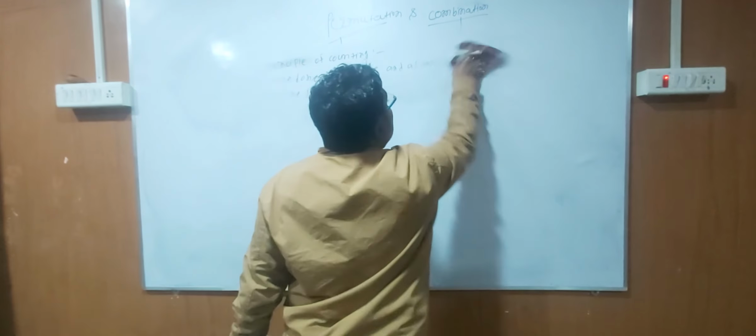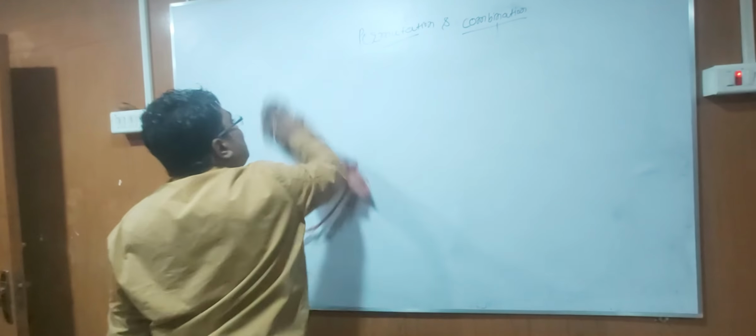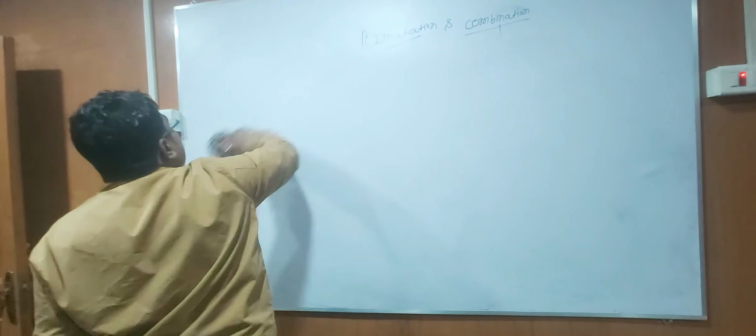This chapter is just a development of the mind of a student. This is the most important and most beautiful chapter in mathematics. This chapter just opens your brain, just opens your thinking. This is just a development of your mind. Permutation and combination. Selection or arrangement.